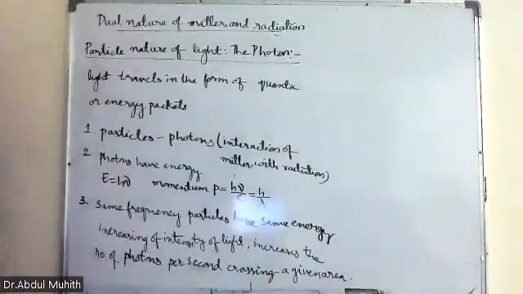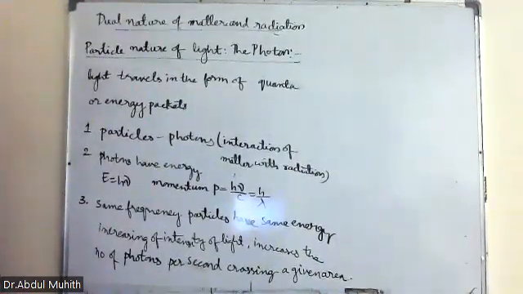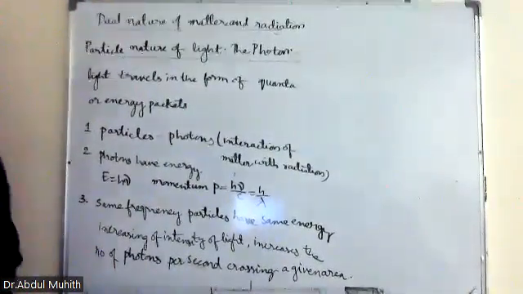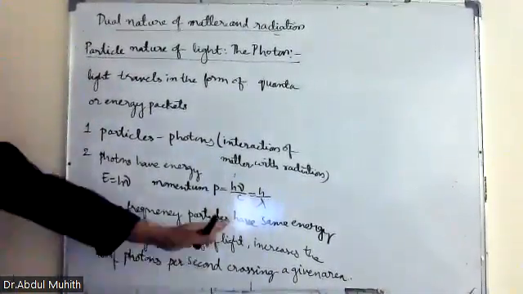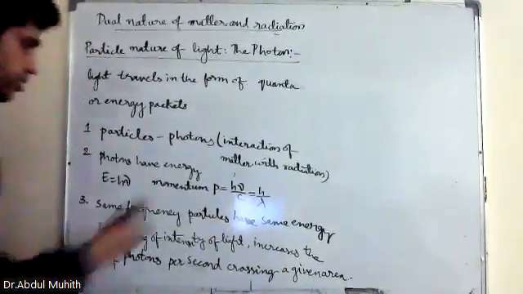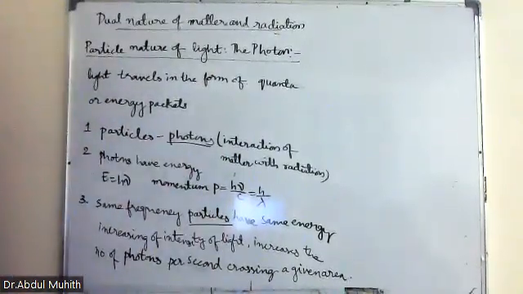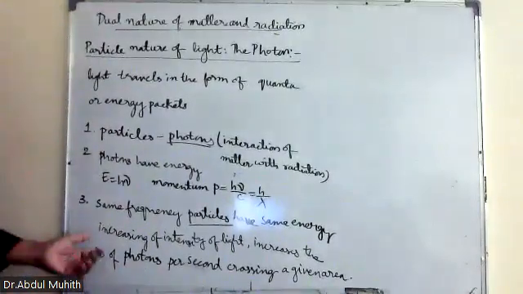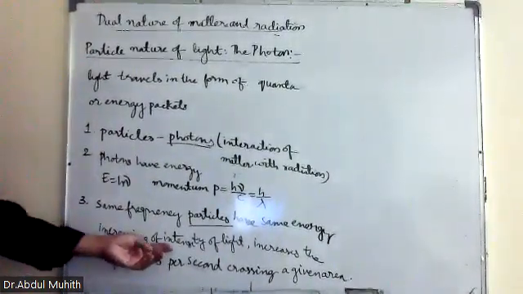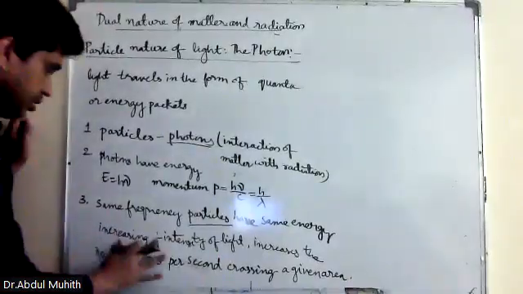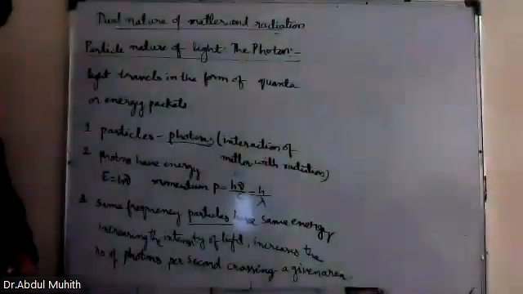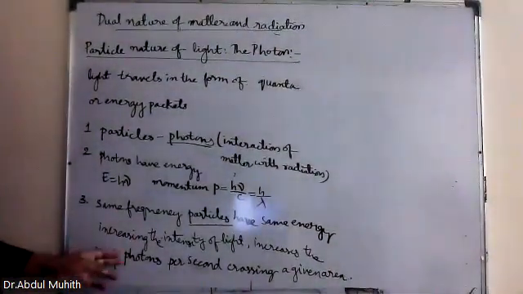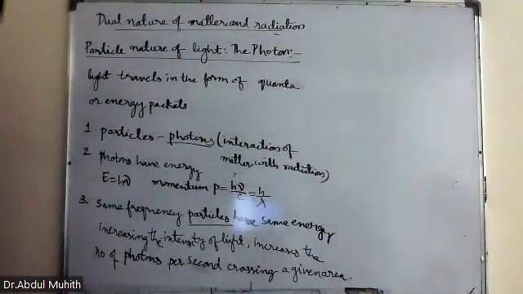So same frequency particles have the same energy. It's like yellow color: in yellow light there are thousands of particles. Particles here means photons, so keep that in mind. Photons have the same energy. So increasing the intensity of light increases the number of photons per second crossing per unit area.